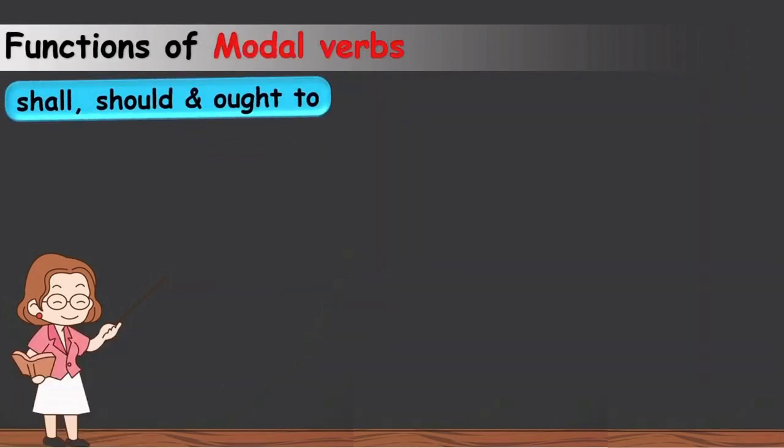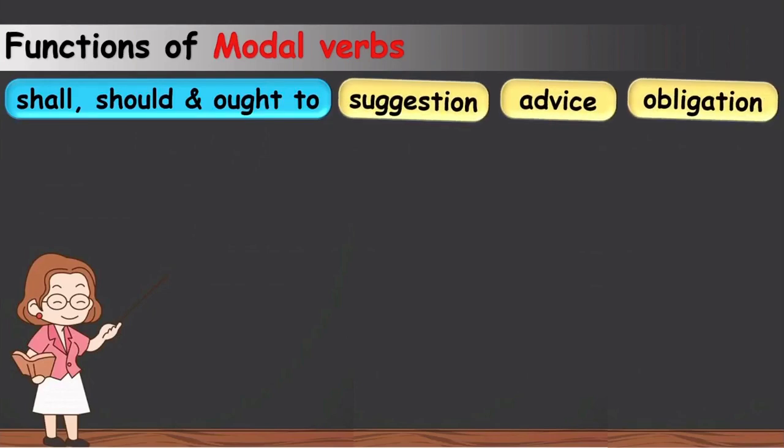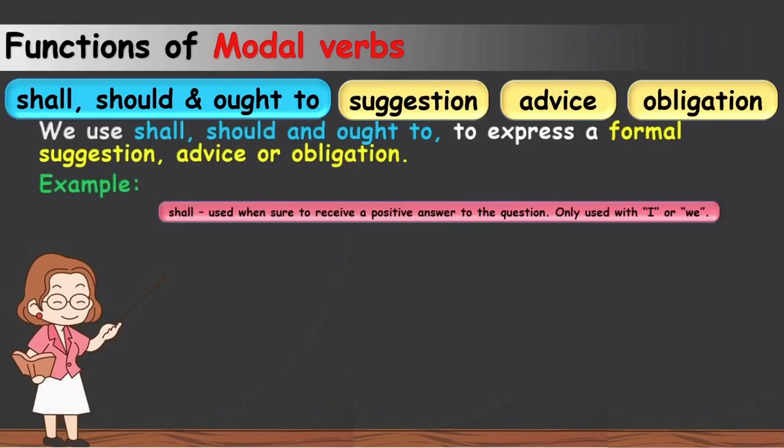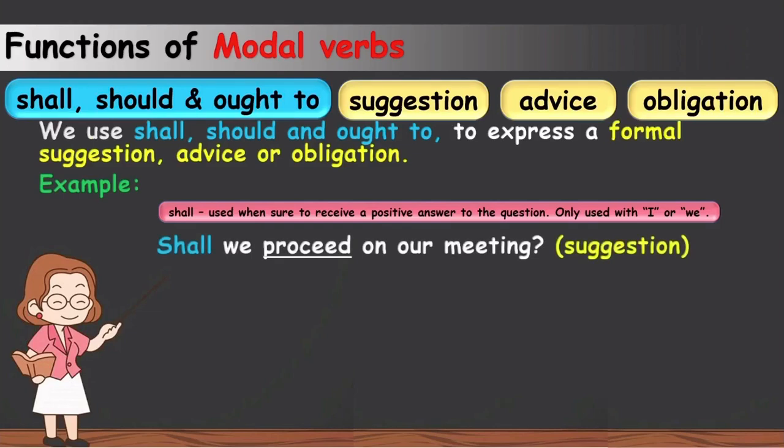Next modal verb we have shall, should, and ought to. We use shall, should, and ought to express a formal suggestion, advice, or obligation. Example: shall is used when the speaker is sure to receive a positive answer to the question. We only use the subjects I or we in this modal. Shall we proceed on our meeting? This expresses a formal suggestion.